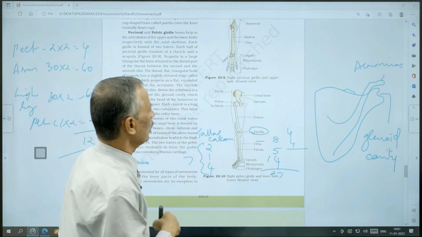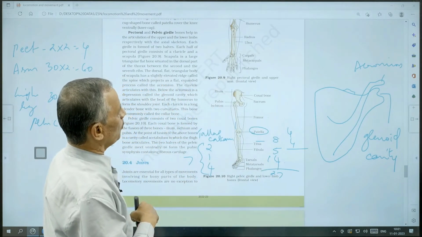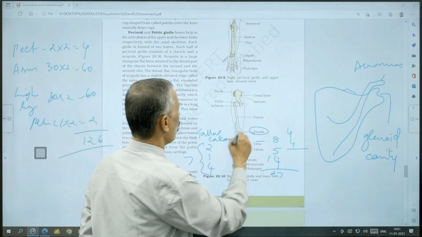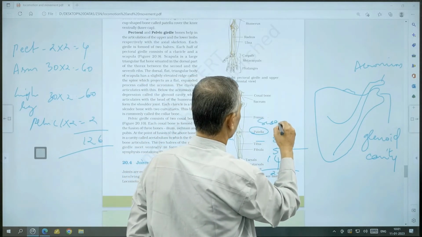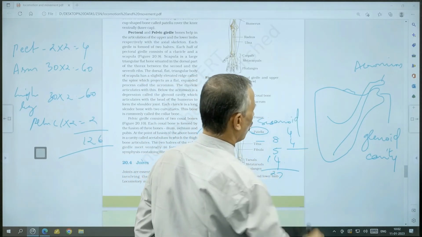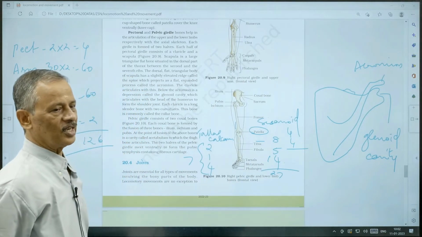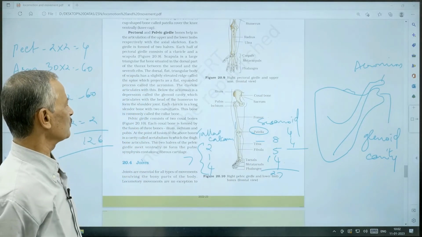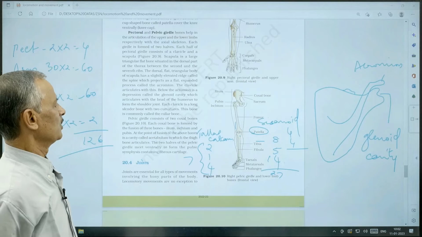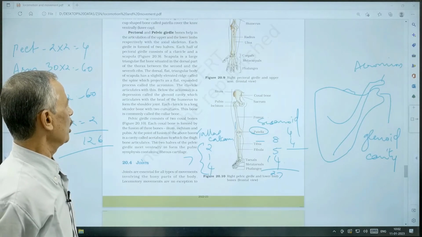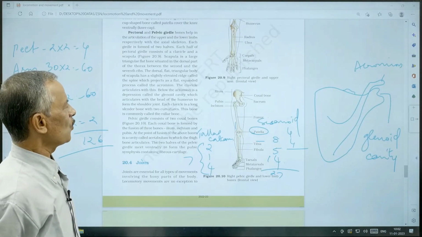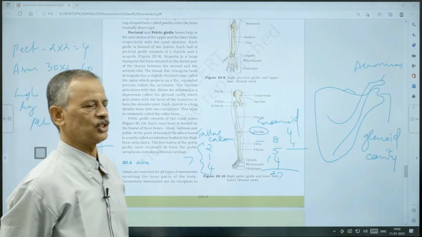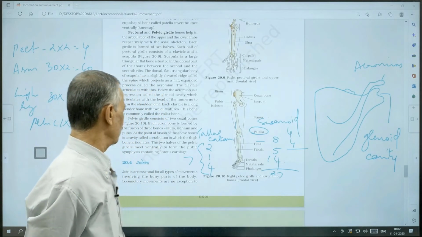There is a peculiarity regarding this patella. The patella is a sesamoid bone. What is a sesamoid bone? A bone that is formed by the ossification of a muscle tendon. It is the largest sesamoid bone.